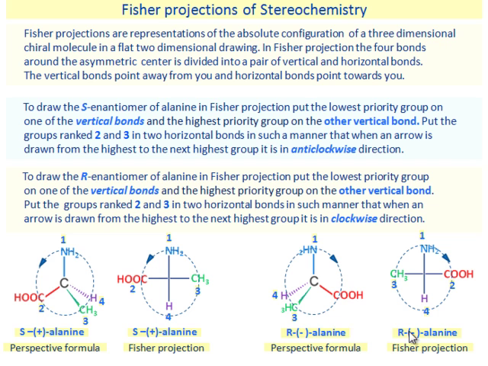To draw the R enantiomer of alanine in Fischer projection, put the lowest priority group on one of the vertical bonds and the highest priority group on the other vertical bond. Put the groups ranked 2 and 3 in the two horizontal bonds in such a manner that when an arrow is drawn from the highest to the next highest group, it is in clockwise direction.